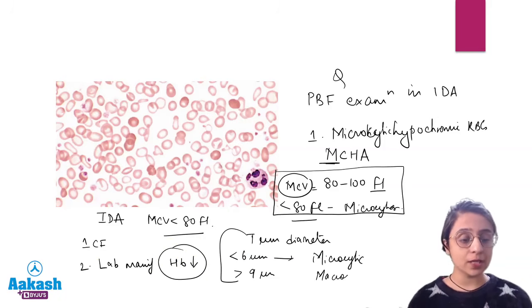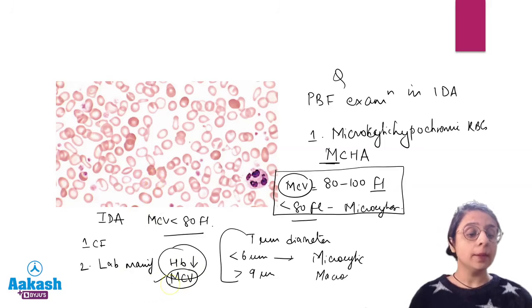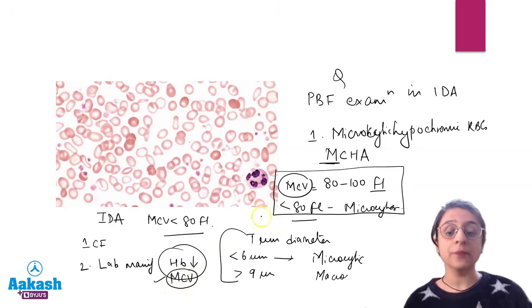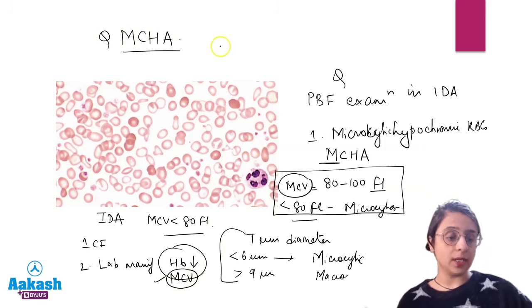So hemoglobin has to be low. Along with that, the next finding you will look at is MCV. So I will see my MCV and analyze it on the basis of the mean corpuscular volume. If MCV is less than 80 femtoliter, I will put it in the category of microcytic hypochromic anemia. Very important, right? Very important.